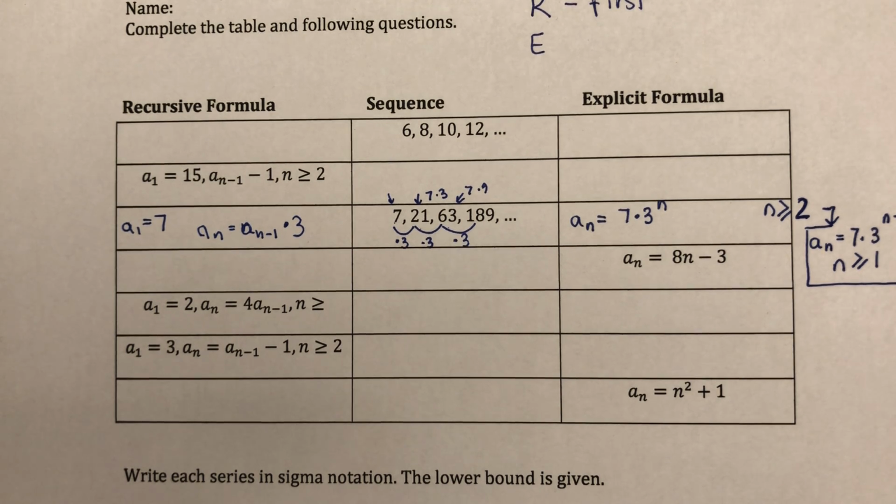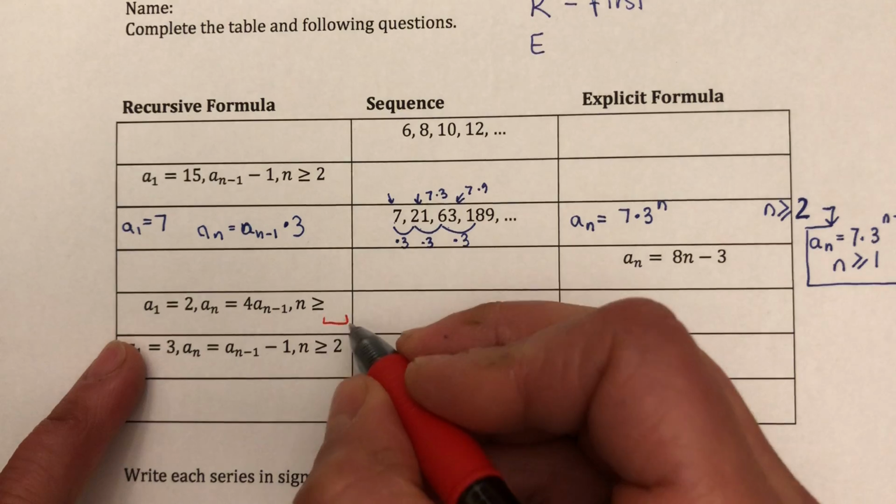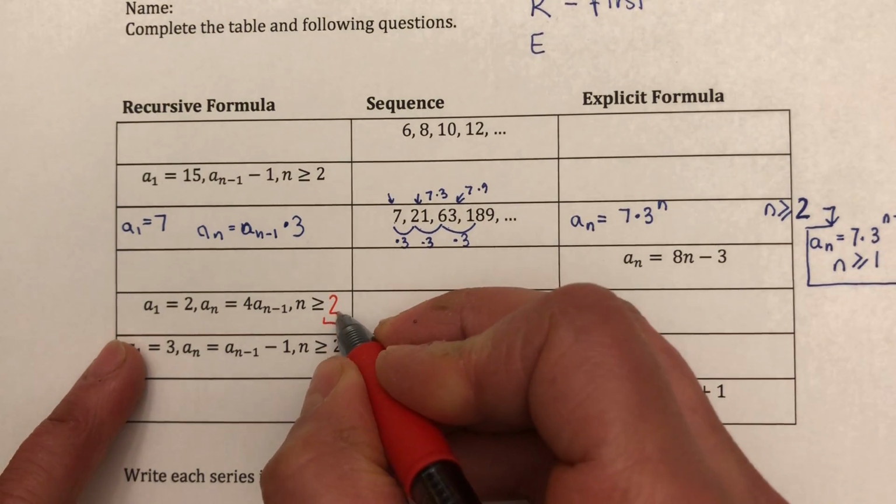All right, let's solve another one. Another one that I want to do is this one that is missing a number, and I don't know what it is supposed to be. Well, let's assume that it is going to be 2.